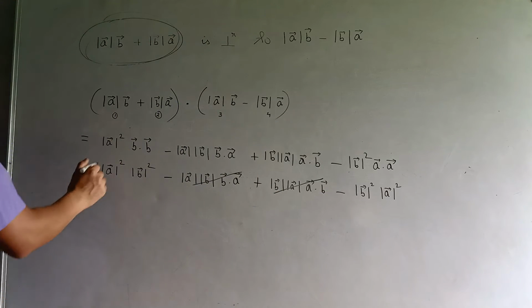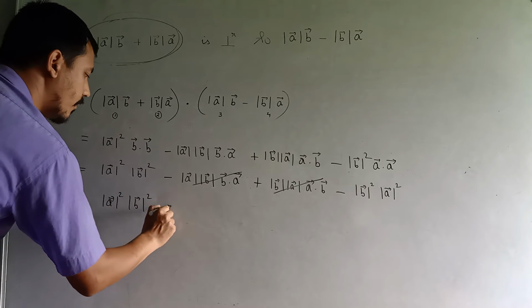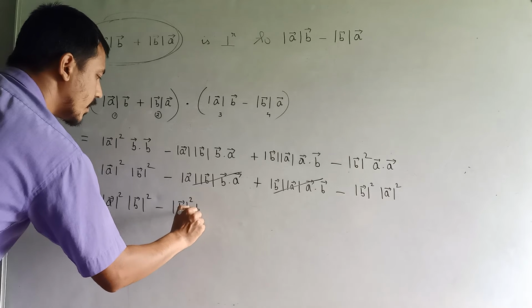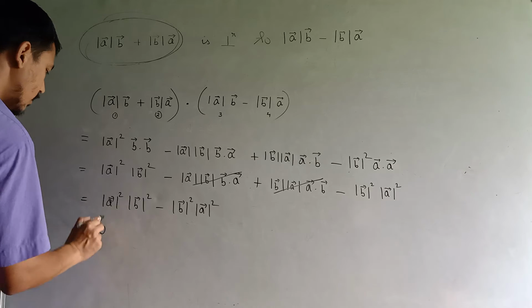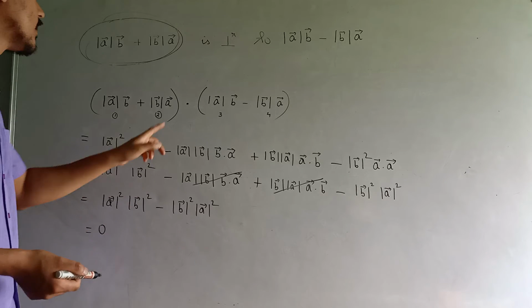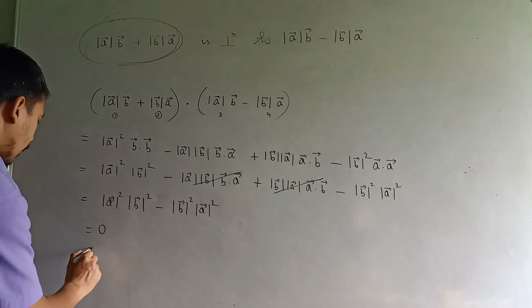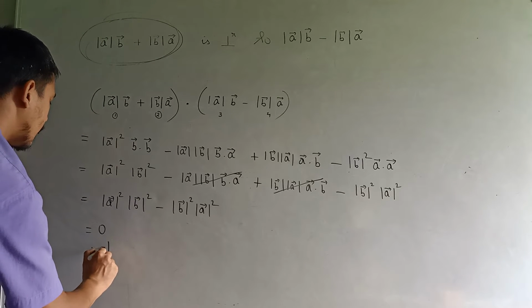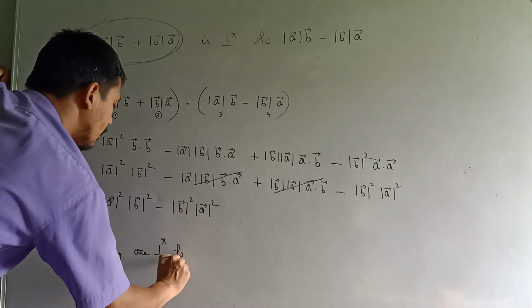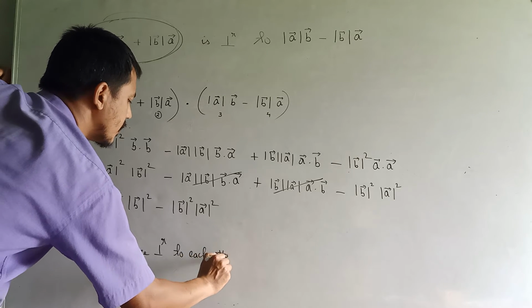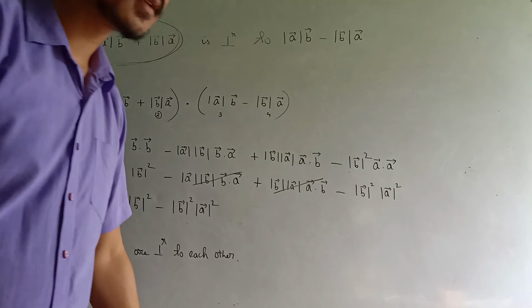So what do we have here? Magnitude of A square, magnitude of B square, minus magnitude of B square, magnitude of A square. Are they the same? So that is equal to 0. Since we have shown that the dot product of these two vectors is 0, therefore they are perpendicular to each other. That is what you wanted to show. An easy one.